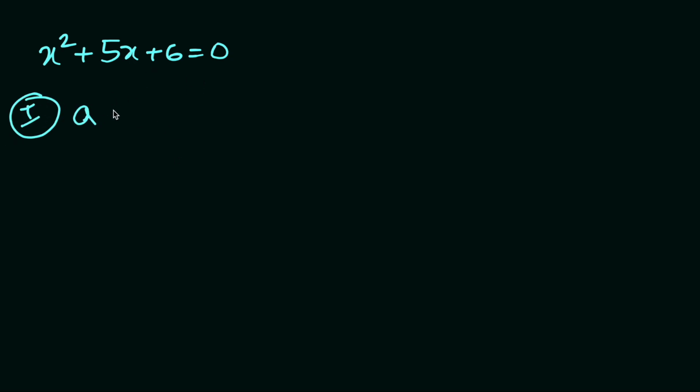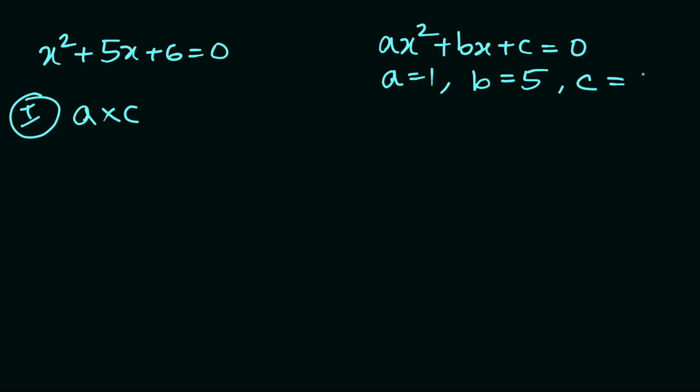So say we have the equation x squared plus 5x plus 6 is equal to 0, and we have to solve this using the factorizing method. Our first step would be to find a into c. Now recall that the standard form of a quadratic equation is ax squared plus bx plus c is equal to 0. In this equation, our a is equal to 1, our b is equal to 5, and our c is equal to 6. So a into c, that is 1 into 6, is equal to 6 for this equation, right?